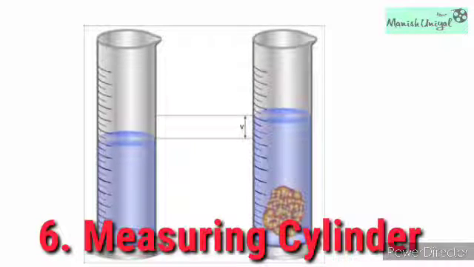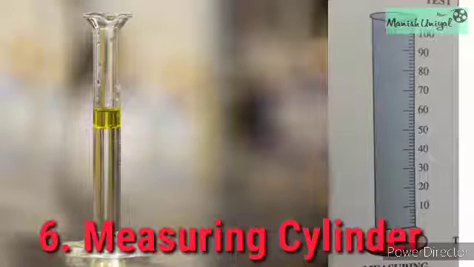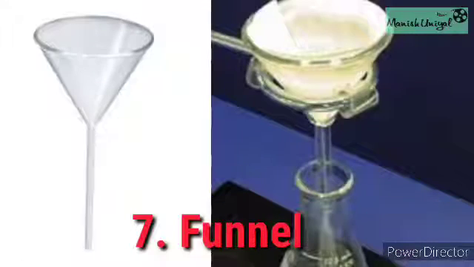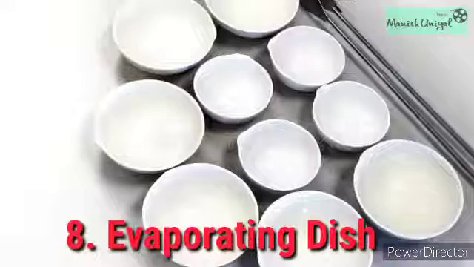Measuring cylinder. Cylindrical glass apparatus graded in millilitres, decilitres and centilitres. They are used to measure the volume of liquid substances. Funnel. It is cone shaped with a stem at its narrow end and made of glass or plastic. It is used to filter and transfer liquids from one container to another.